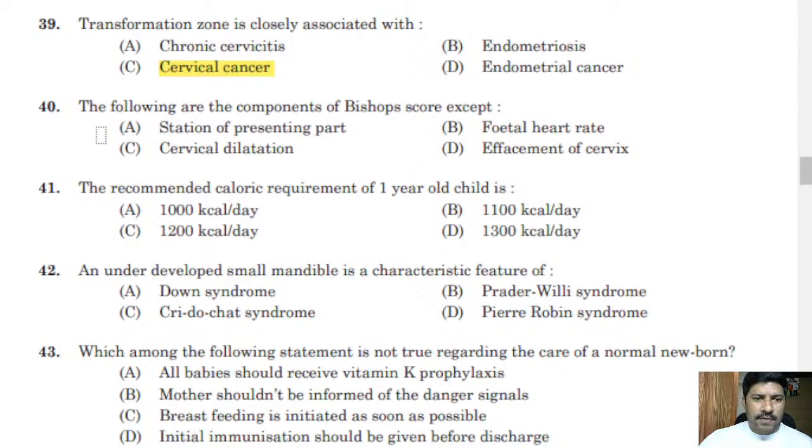Then for 40th question, the following are components of Bishop score except. In that, correct answer is fetal heart rate. Apart from that, all others are components of Bishop score. Fetal heart rate is not used. That is mainly used in Apgar score. Then 41st question, the recommended caloric requirement for a 1-year-old child is around 1000 kilocalories per day.